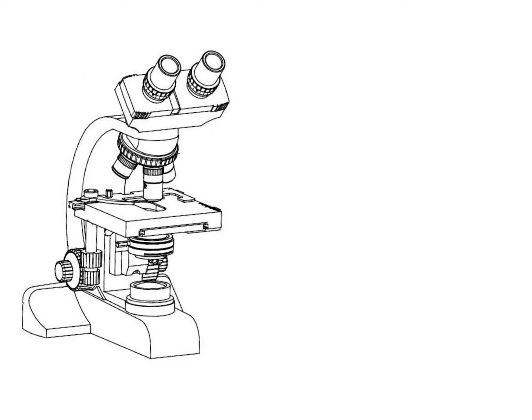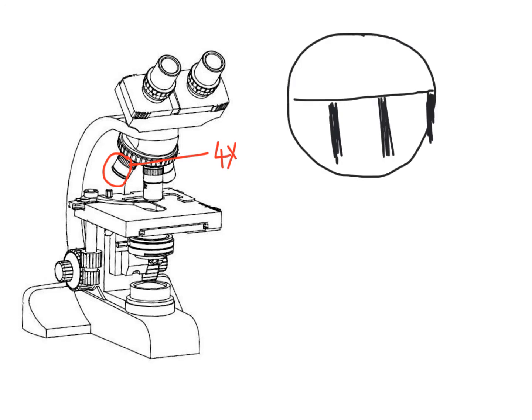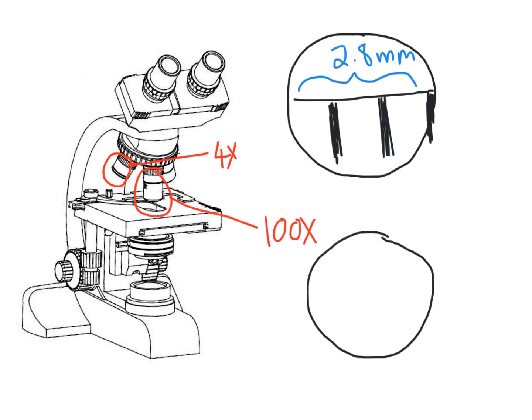So let's try a practice problem. Say you look at a ruler through the 4x objective of your scope and you see this. Say that's a diameter of about 2.8 millimeters. Under the 100x objective, your cell looks like this. So about 3.3 of a cell can fit across the diameter. How big is the diameter of the cell? Pause the video here to see if you can figure it out.